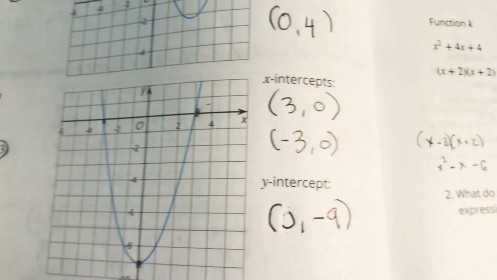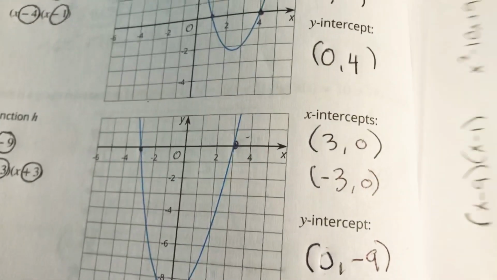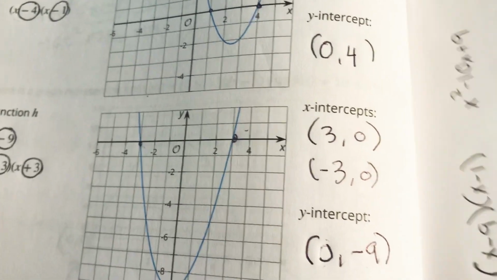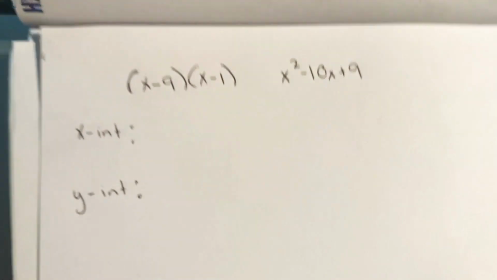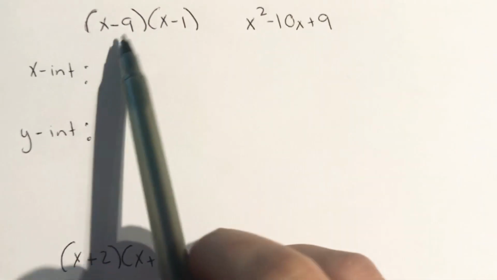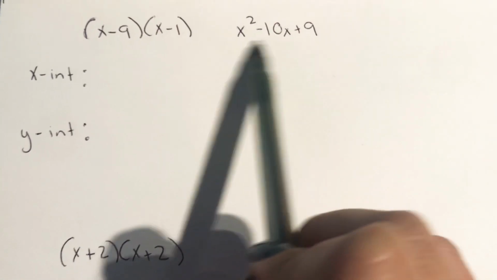It worked out. It's correct. The last two questions you guys had were with no graph, and these are going to be more of the questions you're going to see in the future without that graph to help you out. So here I'm just given factored form and standard form.